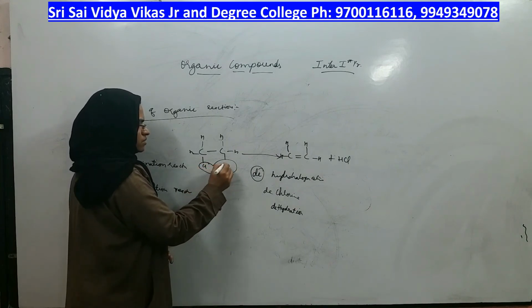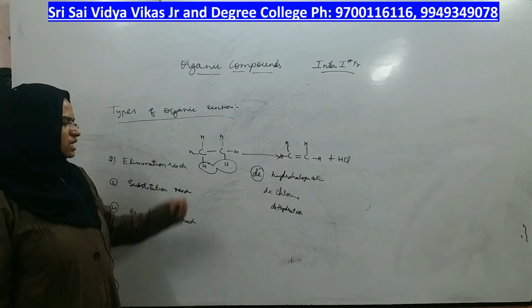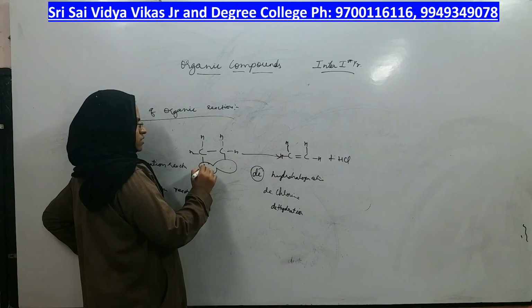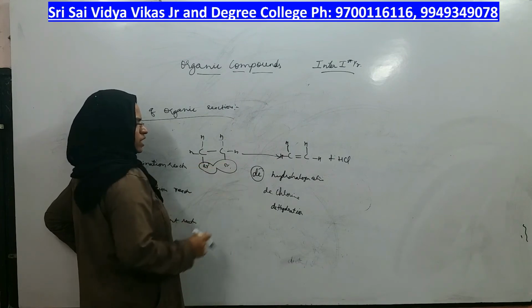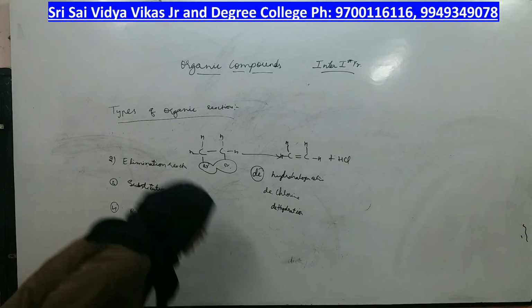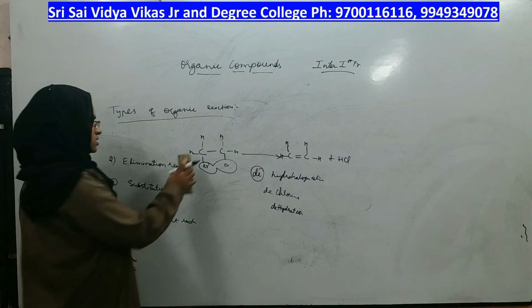Cl from one carbon, Cl from another carbon. What is the small molecule eliminated? Cl2. If Br is present on one, Br is present on the other. What is the small molecule? Br2. Like that, if small molecules are eliminated from the substrate, the reaction is called an elimination reaction.